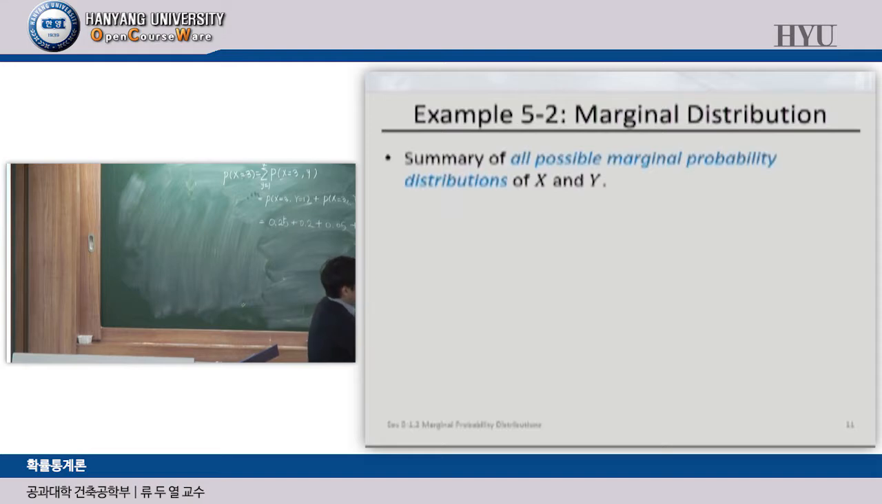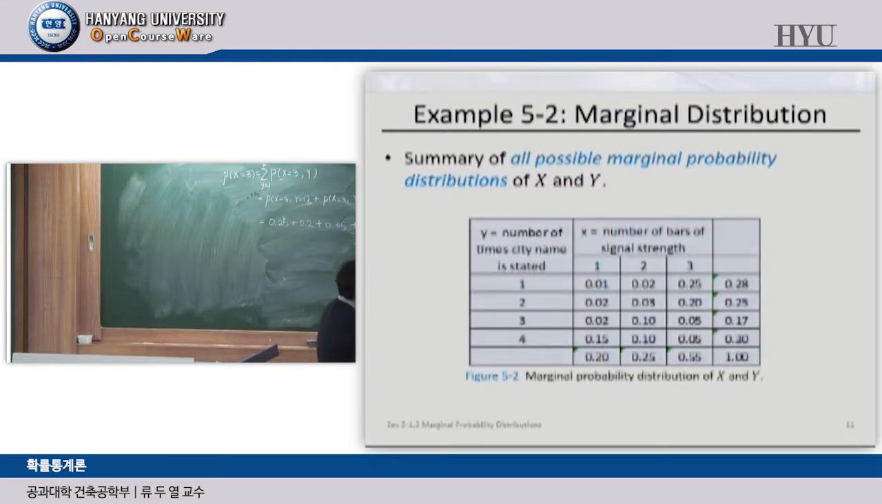And the summary of all possible marginal probability distributions of x and y can be in this table. And what is this? That is the joint probability mass function, right? This table indicates the joint probabilities. This is identical to the previous figure 5-1.